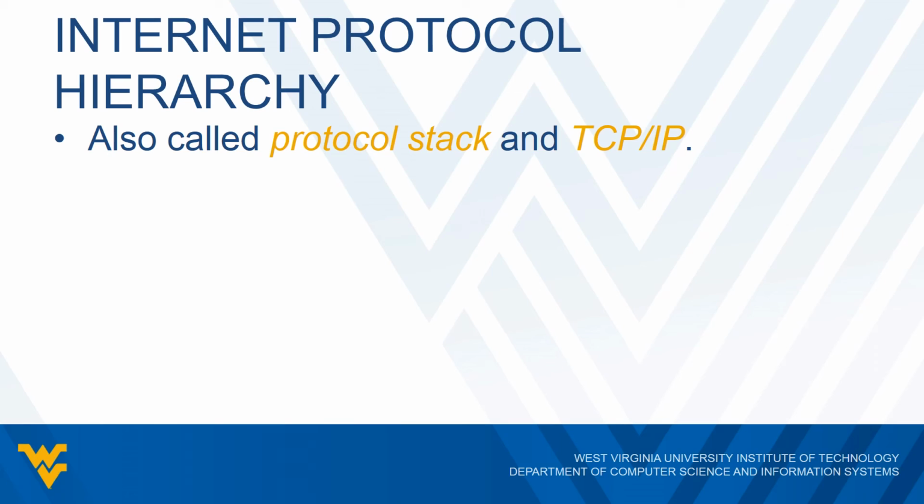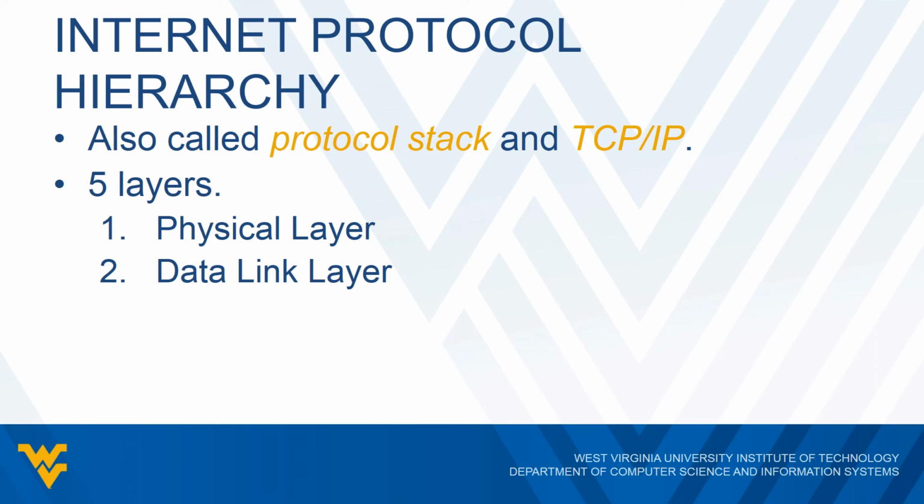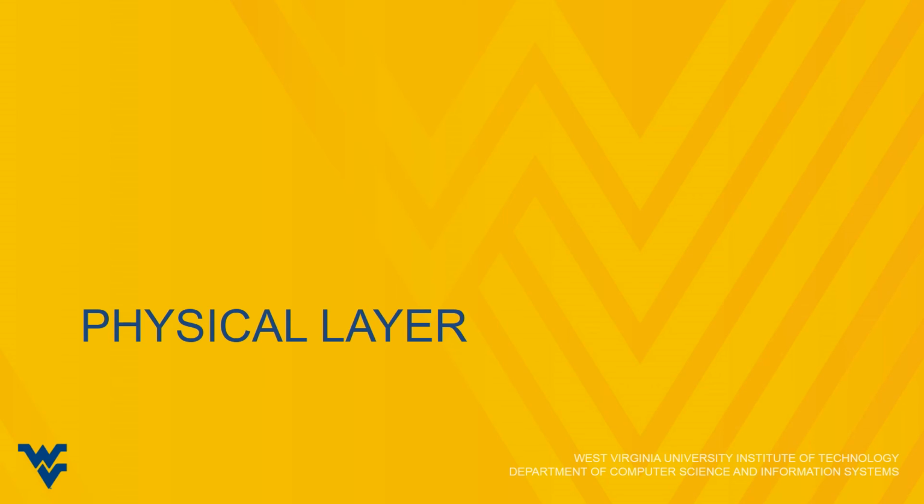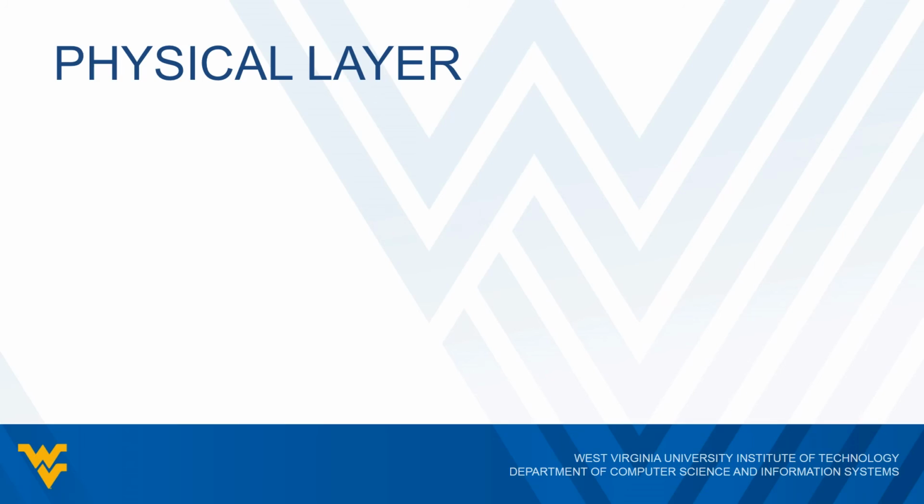The internet protocol hierarchy, also called a protocol stack, has 5 layers. This hierarchy is also referred to as TCP/IP after the names of 2 of its most important protocols. So we have 5 layers here. We have the physical layer, the data link layer, the network layer, the transport layer, and the application layer. And we're going to discuss all 5 layers in more detail. We'll start by discussing the physical layer.